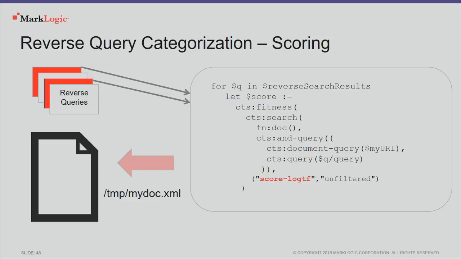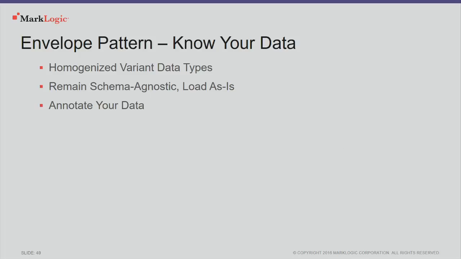So now we have a list of topics. Where do we put that list of topics? If you were awake this morning, you can tell me where we're going to put it because you already know. We're going to put it inside the envelope. So we have now the envelope pattern, which David described this morning, where you have homogenized variant data types. So you can have postal code in one document, zip code in another document. In your metadata section of your envelope, you can have a common term that can be searched upon.